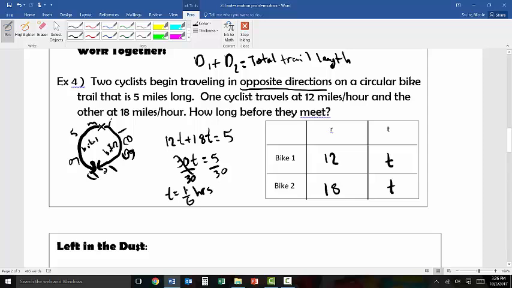All right, so they are going to travel 1/6 of an hour before they meet. And if you want to know what that is, you would just do 1/6 times 60, and that's going to be 10 minutes. So it's going to take them 10 minutes to meet up.